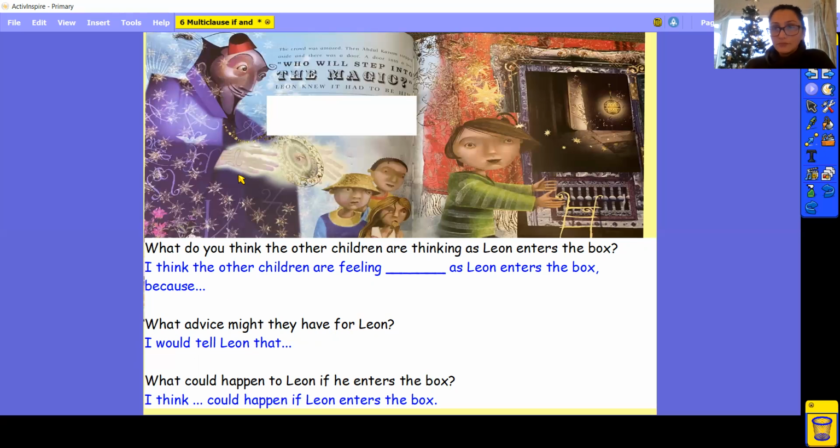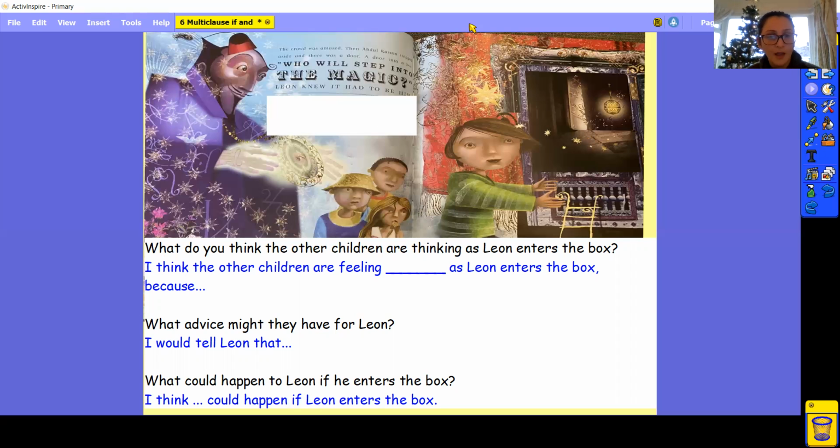So I would tell Leon that he needs to be very careful about entering this box, because it could be a very dangerous place. He doesn't know what's going to be in there. He's just basically gone in there unprepared. So I'd tell him to be very, very careful about what he does in there, especially in a place that could potentially be very, very magical.